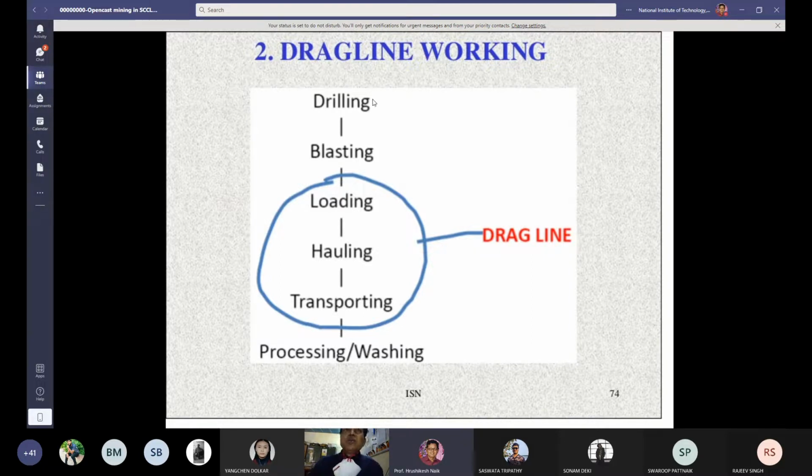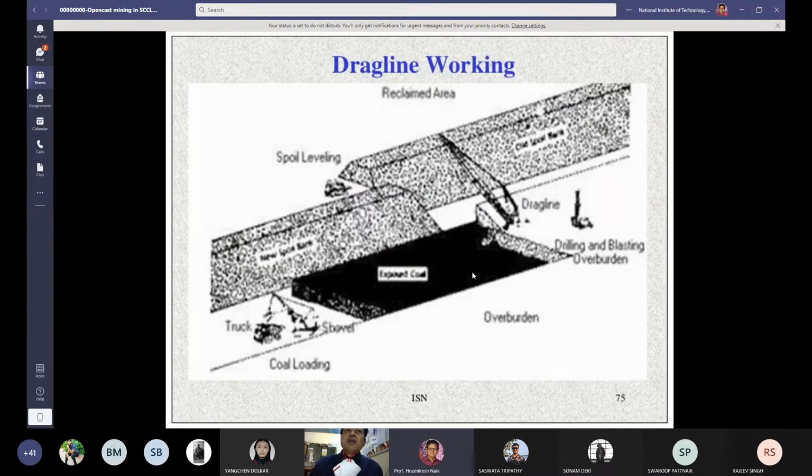Okay, so this is the dragline working method. In this dragline working method, you can see this is the dragline machine. This is the drill machine.